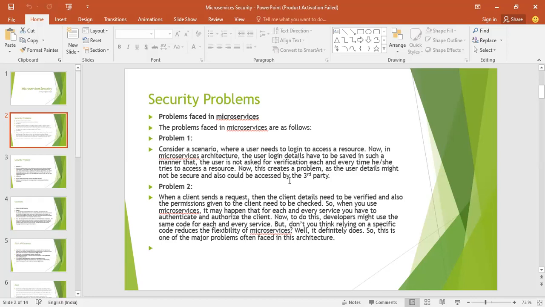party. Another scenario is when a client sends a request, that needs to be verified, and the permissions given to the client need to be checked, right? So when you use microservices, it may happen that in each and every service you have to authenticate and authorize the client. So these are two major challenges here.